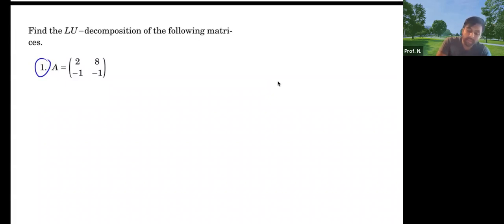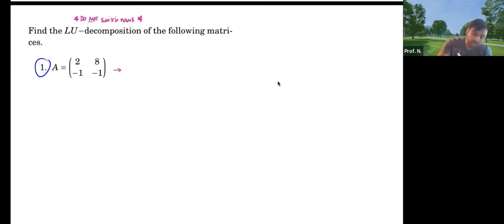Row echelon form, right? So what's the row echelon form of this guy? And one thing about LU decomposition is that we're not going to switch any rows. That's the only thing you have to keep in mind. Do not switch rows, because if you switch rows, then you mess up the LU decomposition. So you're not going to switch any rows. We can only multiply a row by a single scalar, or add a scalar multiple of another row.